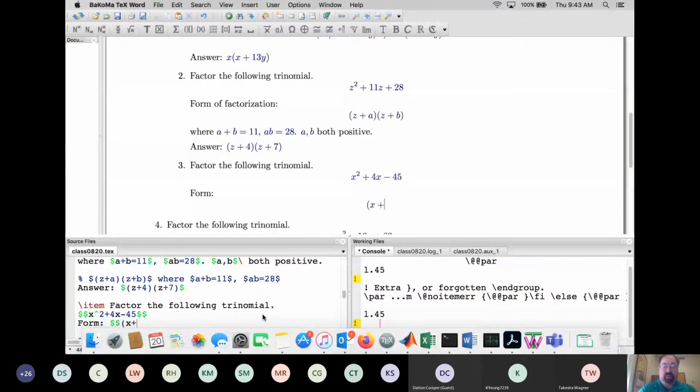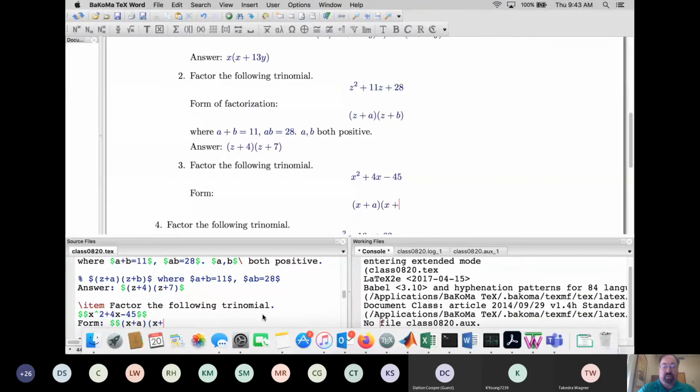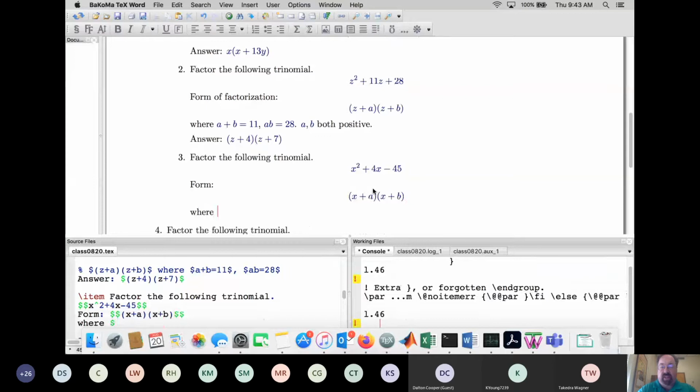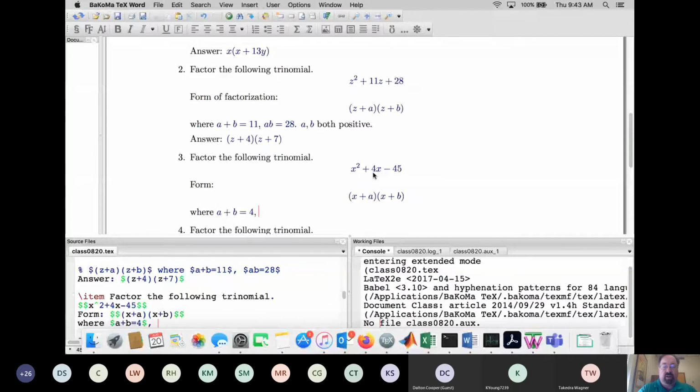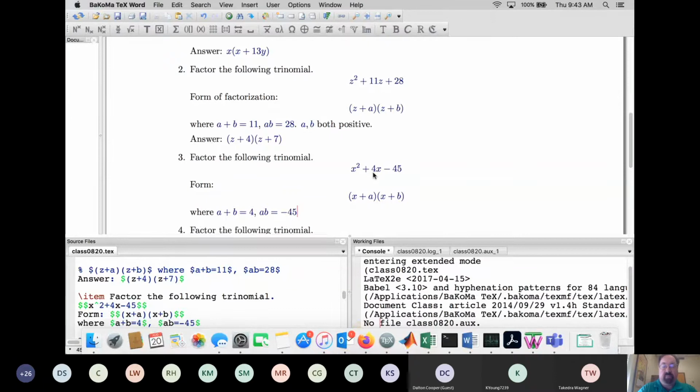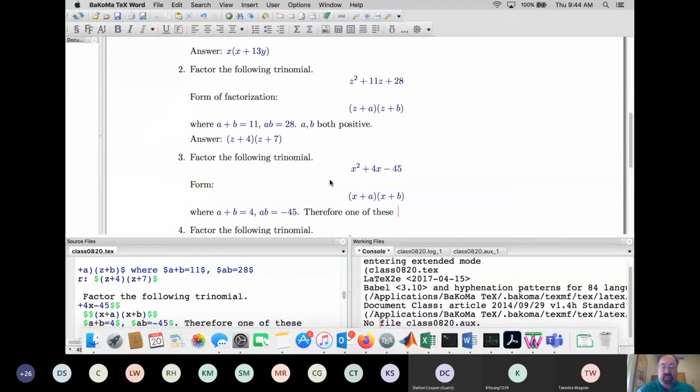So x plus a times x plus b, where ax plus bx is going to be 4x. So a plus b must equal 4. And then a times b is equal to minus 45. So exactly one of these, a or b, is negative.